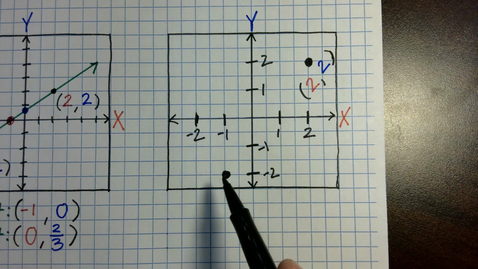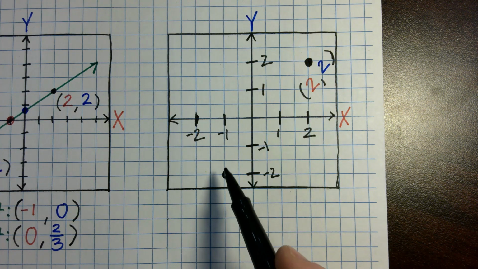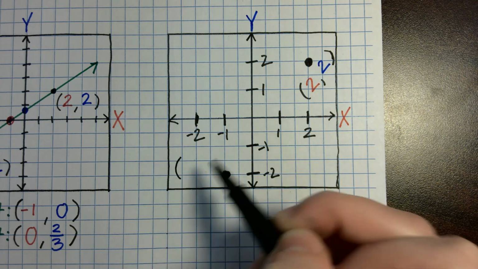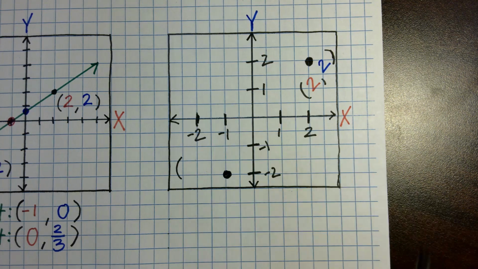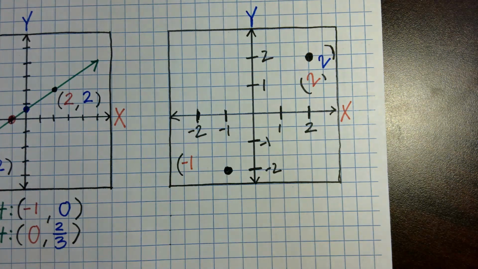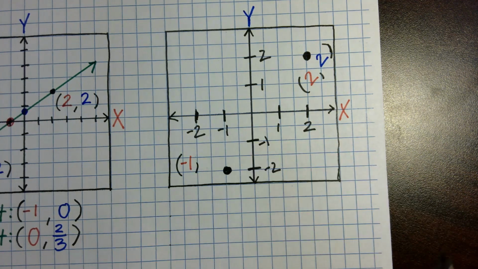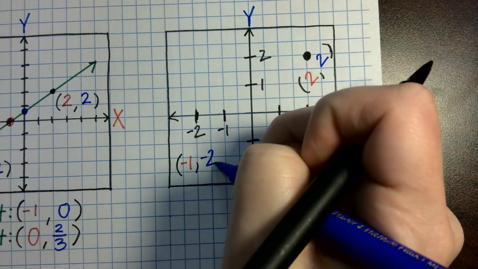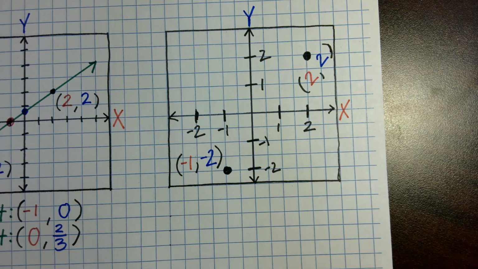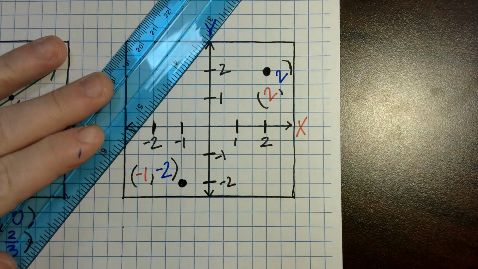Now let's look at the bottom coordinate. Where does it line up with the x-axis? -1. Perfect. So that's our x value. And where does it line up with the y-axis? -2. Good job. Okay, so we've named our coordinates. Now let's draw our line. And then we can find our intercepts.